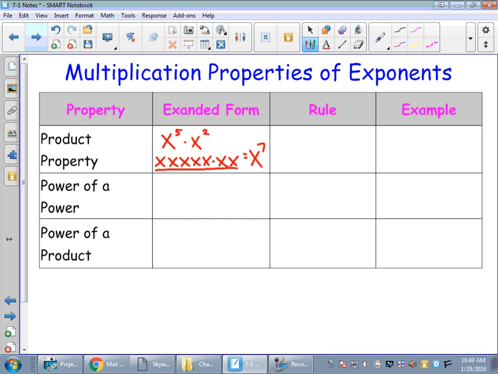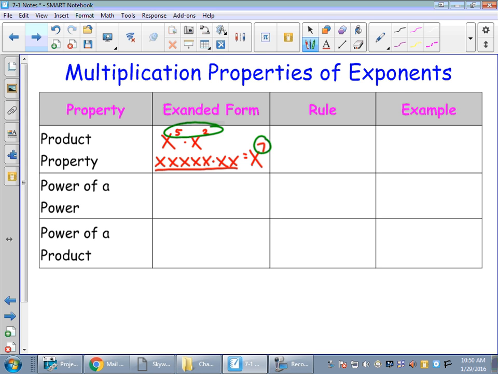So that is expanded form. Understand and break down the meaning of x to the 5th and x squared, and you get 7 x's listed there. Now if you look, that's a lot of x's to write down. So if you look up above, how could I get 7 using the exponents? I could simply add them together. And so that leads us into our rule.